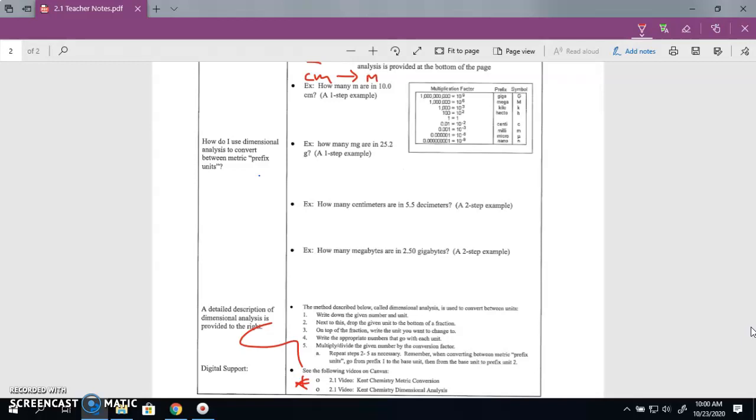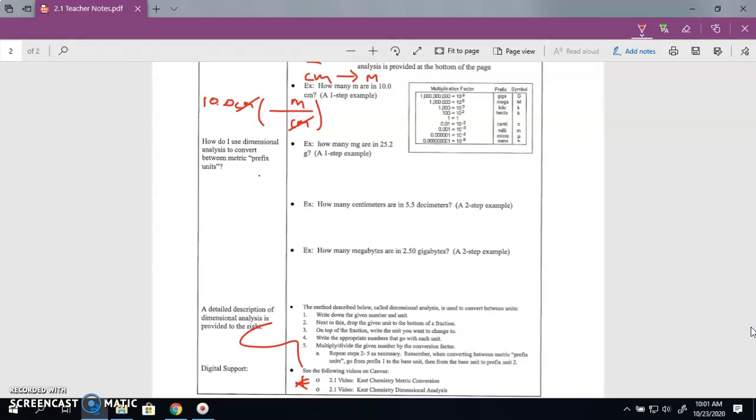Okay, whenever you do this, metric conversion, dimensional analysis, you start by writing down the given number and unit. So that's 10.0 centimeters. Then we draw a big fraction with a horizontal fraction bar. And we always think top to bottom. The reason that we do this, moving around just the unit, is so that we can cancel like units. We're going to cancel centimeters, and we're going to convert to meters right here.